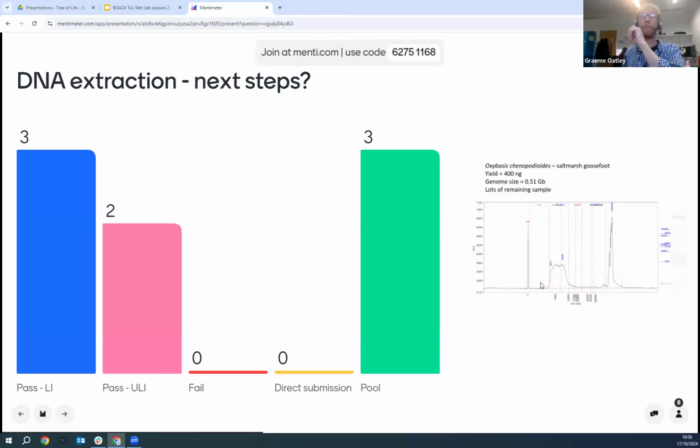From what I remember, we definitely did do a ULI submission preparation for this, and if I remember correctly, I think the profile was beautiful. So even though there was this hump towards the left here, we were able to get rid of that, and shear this high molecular weight DNA down into good fragment sizes for ultra-low input sequencing.